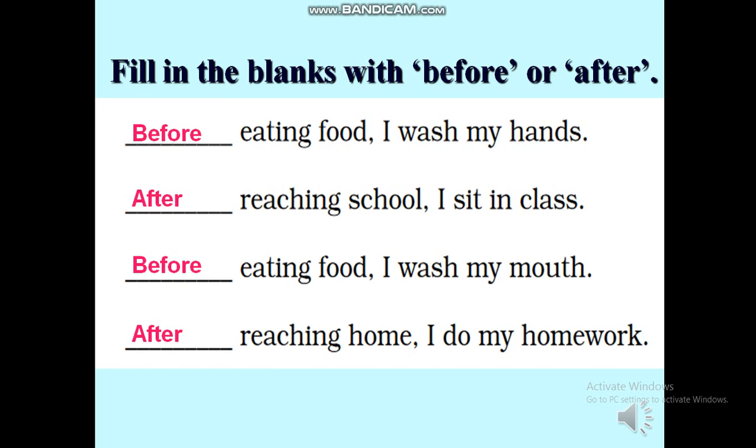After reaching school, I sit in class. Yes, of course, after reaching the school only we will sit in the class. This action is done after reaching the school only. Before eating food, I wash my mouth. After reaching home, I do my homework. These sentences with before and after represent actions done earlier and later.